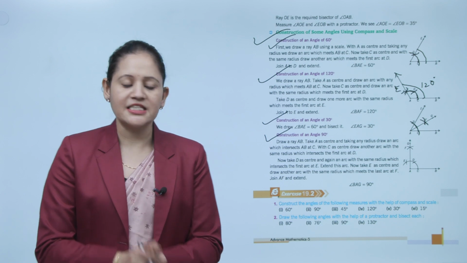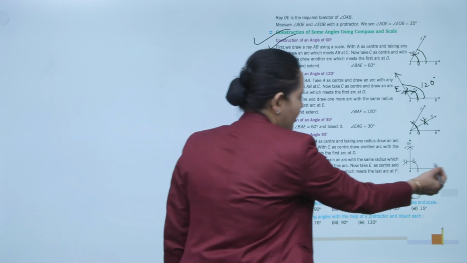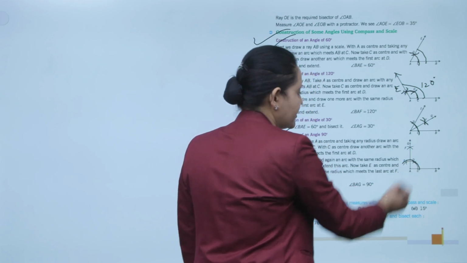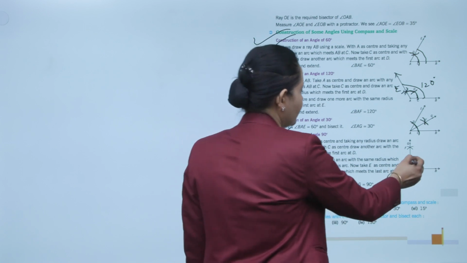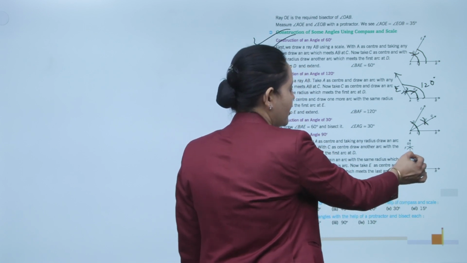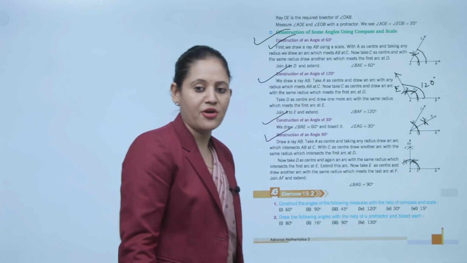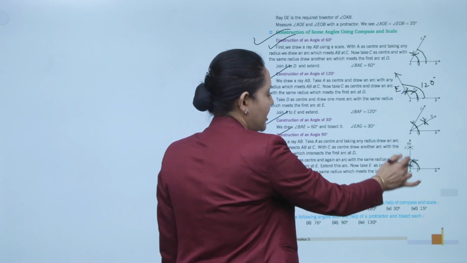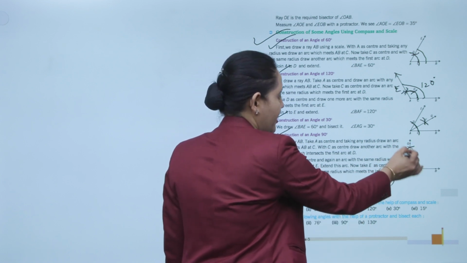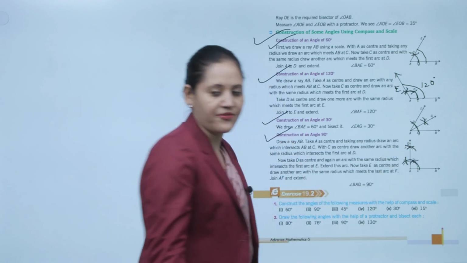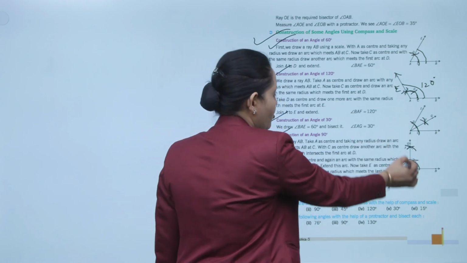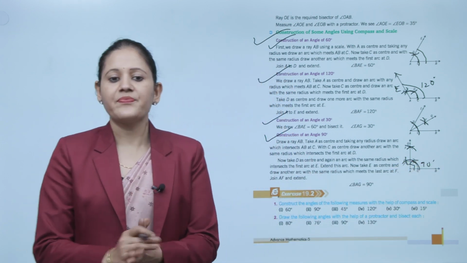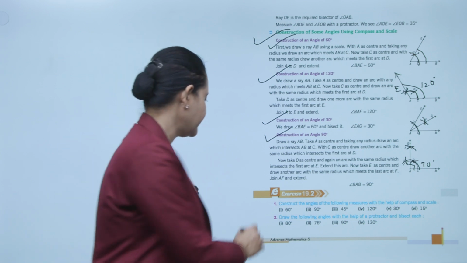Angle BAG is 90 degrees. So first we take a ray AB. Now A as a center, we will draw an arc. So we'll get point C. Now take C as a center, draw an arc which will join the first arc at point D. Now D as a center, another arc, we get point E. Now same radius, E as a center, one arc, and D as a center, another arc, we get point F. We'll extend it to point G and join them. This angle will be 90 degrees. Clear? Next is exercise 19.2.